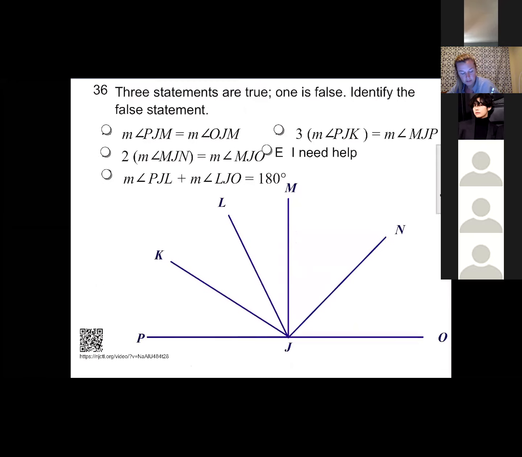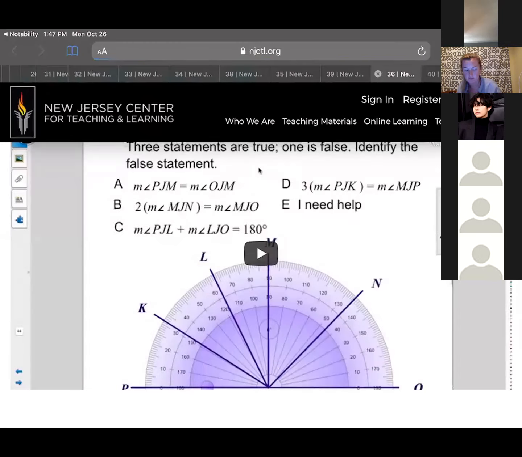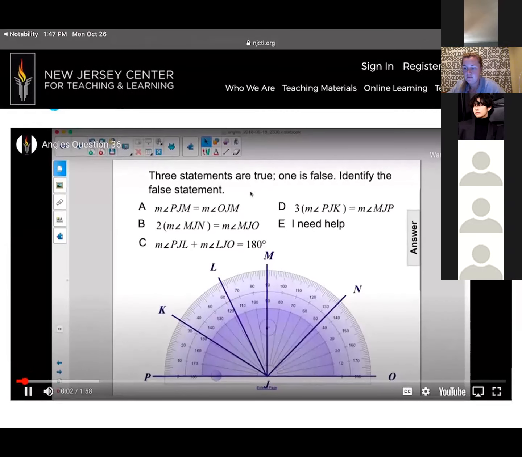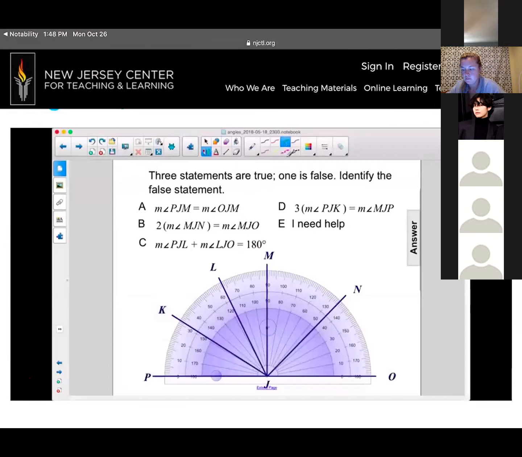Okay, this one's a bit wordy. They are using process elimination on this one. We'll go over this one and then we'll skip the next one just because it's so long. Three statements are true, one is false. Identify the false statement.